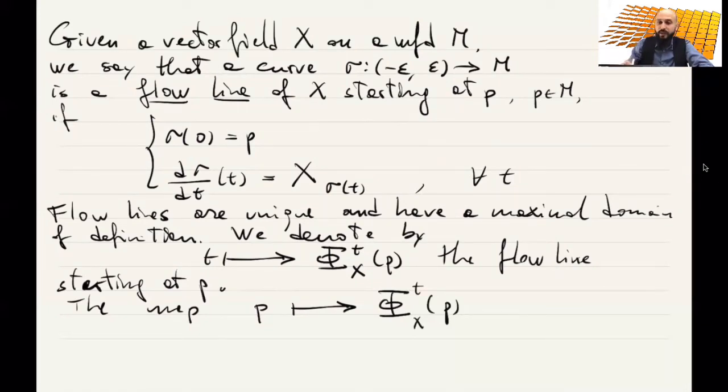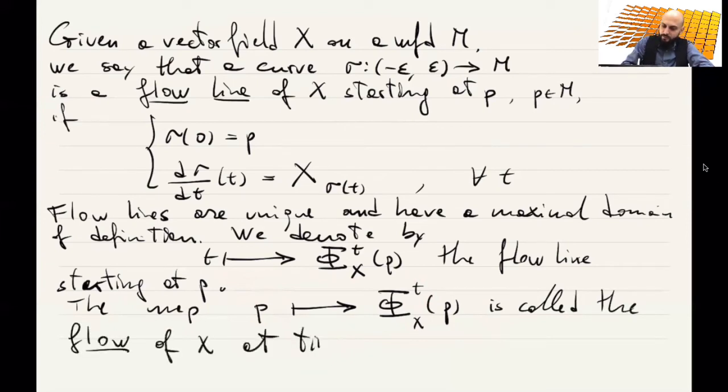so it might not always be defined. Okay, for a given t, some point might not have a flow existing up to time t, but supposing it exists, this map is called the flow of X at time t.